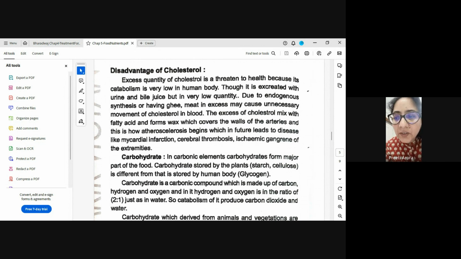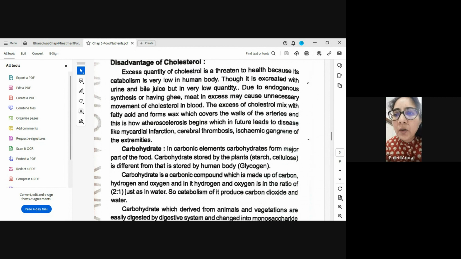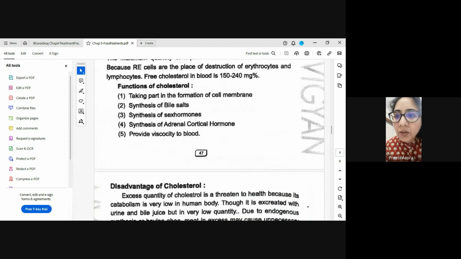Then it is helping in the synthesis of bile salt. In the liver, we know that bile is produced and it is stored in the gallbladder, and then it goes to the small intestines to be disposed of from the body. There is a component of bile which is known as bile salt. This bile salt is formed of cholesterol, so cholesterol has a big hand in the formation of bile. Secondly, cholesterol also helps in the formation of sex hormones, and also in the formation of adrenal cortical hormones. The outer part of the adrenal gland is called the adrenal cortex, and these hormones are produced in this part with the help of cholesterol itself. And lastly, cholesterol provides viscosity to your blood. Viscosity is stickiness to your blood.